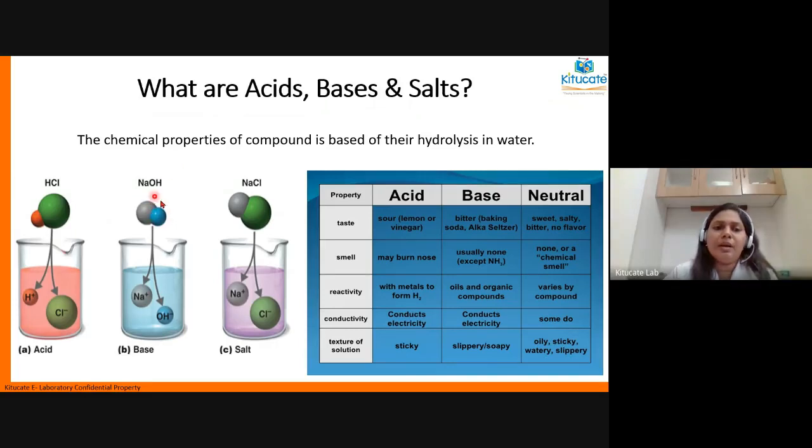Now when we do an electrolysis, meaning chemically separating the molecules which are bonded, I am breaking down HCl into H plus and Cl minus, and I am breaking NaOH into Na plus and OH minus.